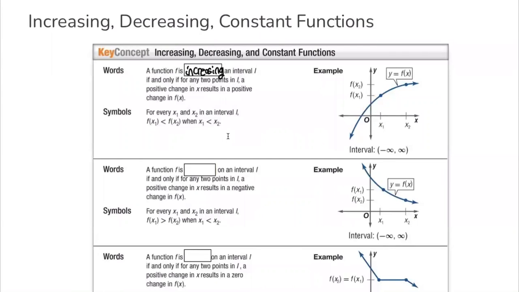What this is saying is it is increasing if change in x is positive and if change in y, or change in f of x, is positive. So let's say there's change in y and change in x, right? If both quantities, the independent variable and the dependent variable, are positive in this interval, then the function is increasing.